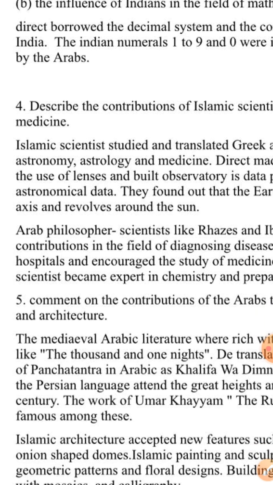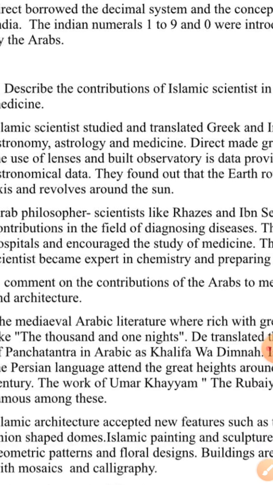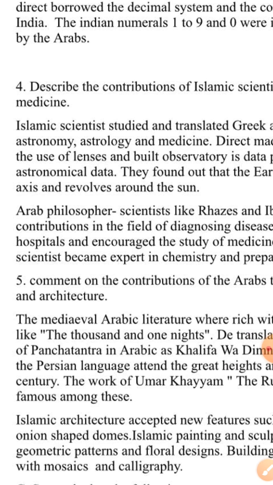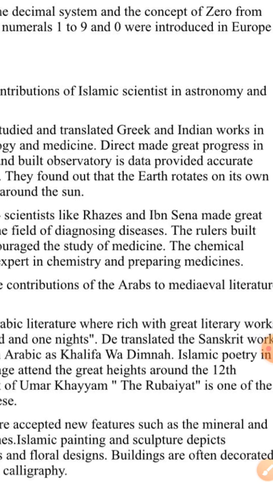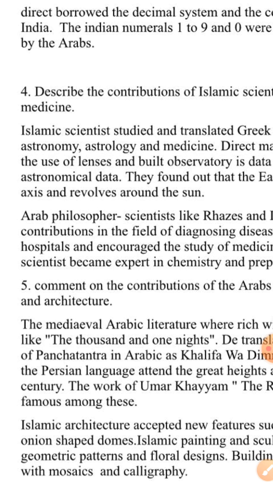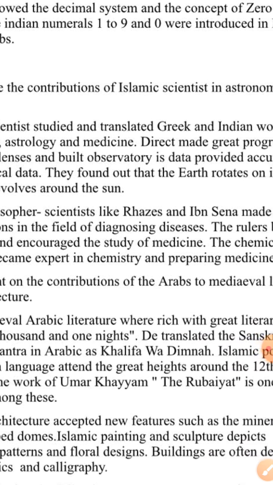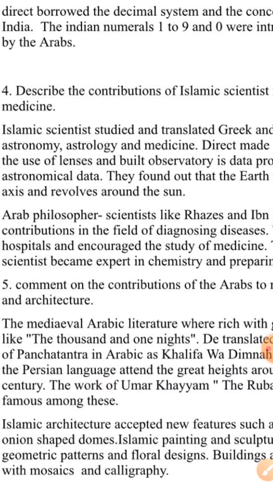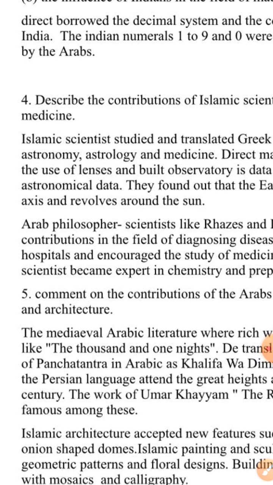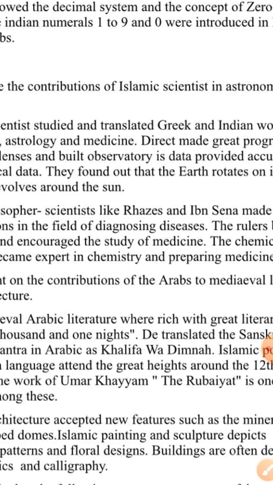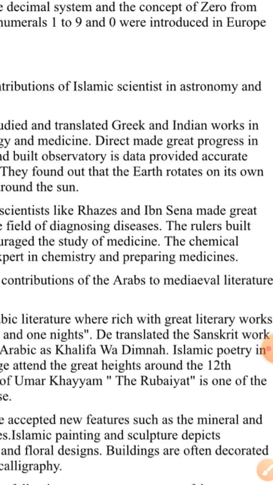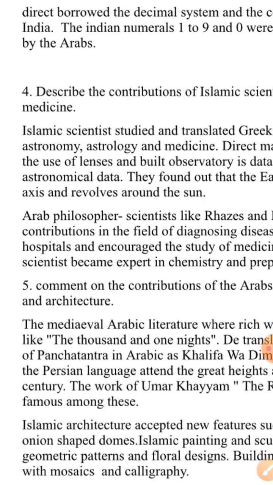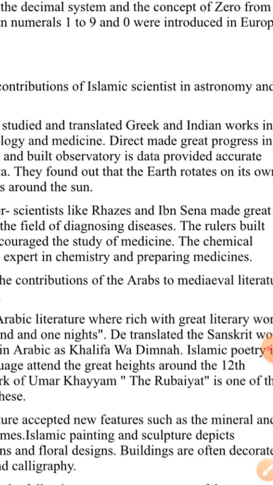Question number 4. Describe the contribution of Islamic scientists in the astronomy and medicine. So the answer is Islamic scientists studied and translated Greek and Indian work in astronomy, astrology and medicine. They made great progress in the use of lenses and built observatories that provided accurate astronomical data.